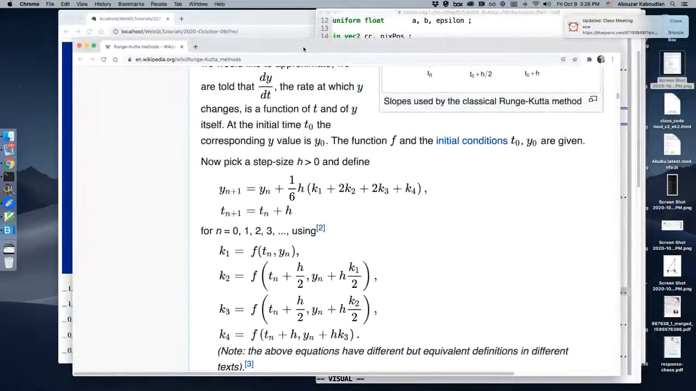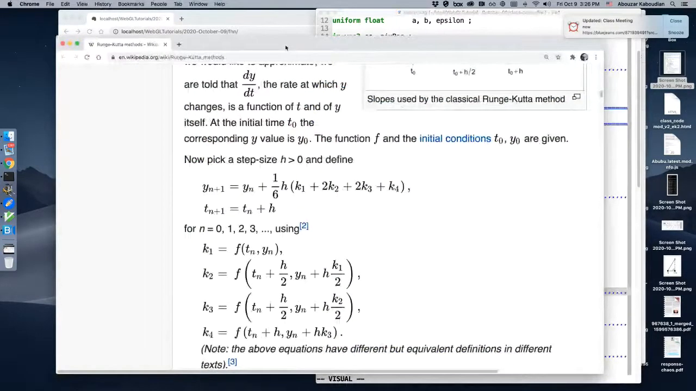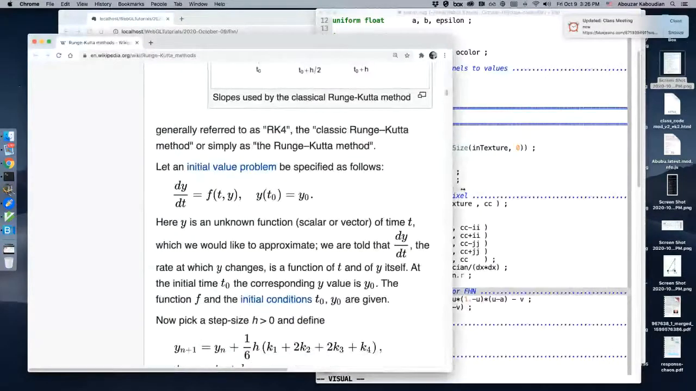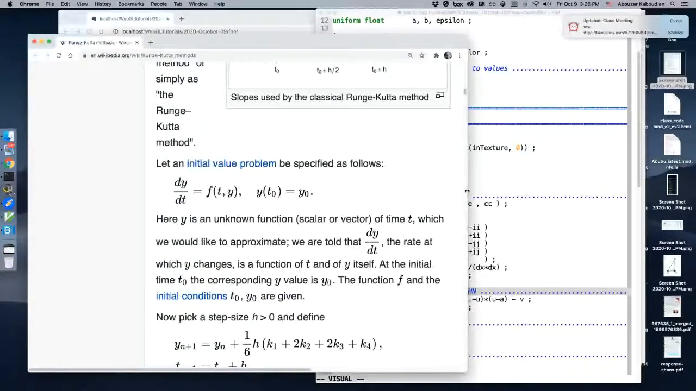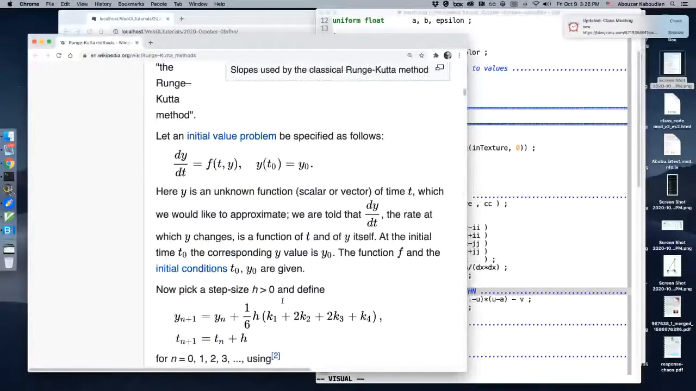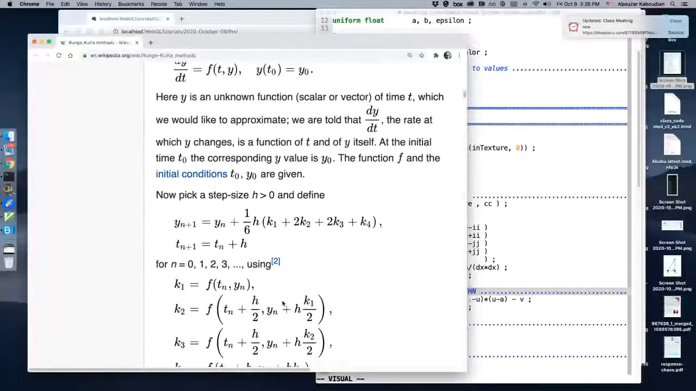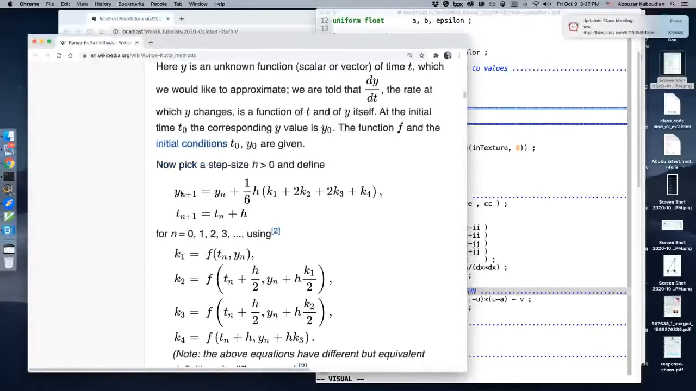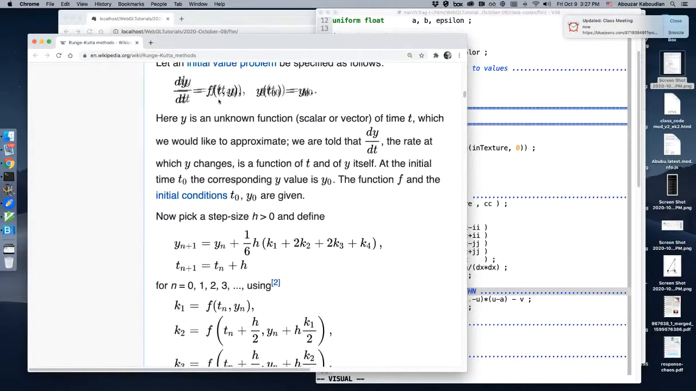So in order to do that, I need to be able to calculate these intermediate k variables, and then I need to be able to update both of these. By the way, if we had multiple state variables, you can treat this y as a vector of unknowns, and these k's become vectors as well, and the derivative becomes a derivative vector, basically.